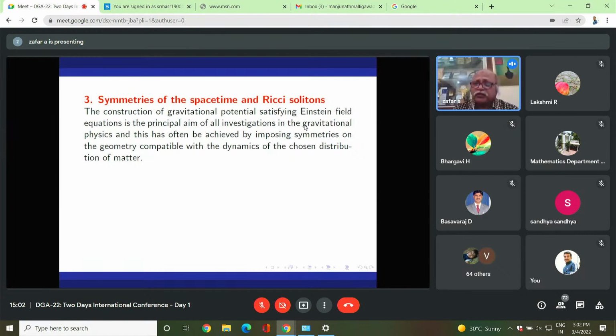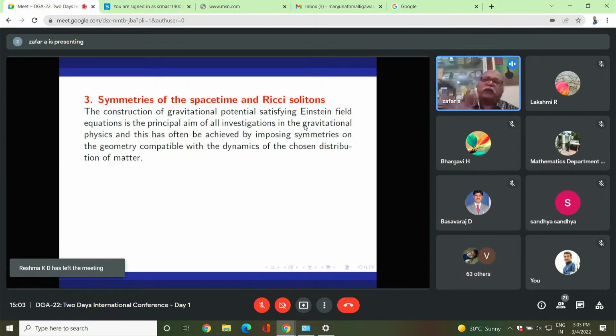The construction of gravitational potential satisfying Einstein field equations is the principal aim of all investigation in gravitational physics, and this we often achieve by imposing certain symmetries on the geometry that is compatible with the dynamics of the chosen distribution of matter. And how it is done, you have just seen in the lecture of Professor Day, how he has defined the energy momentum tensor. If you look at the Einstein equation, Rij minus half Rgij is equal to K times Tij. Now the right hand side Tij is simply the matter distribution or the energy momentum tensor.